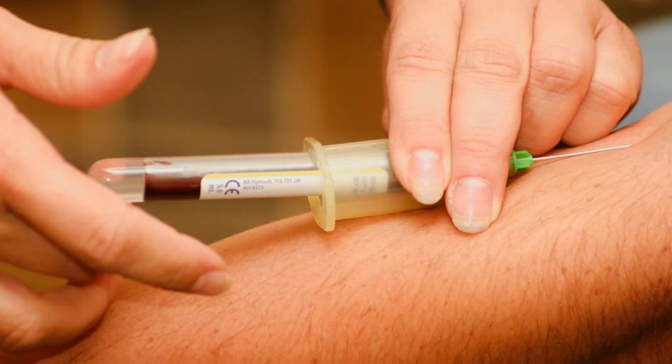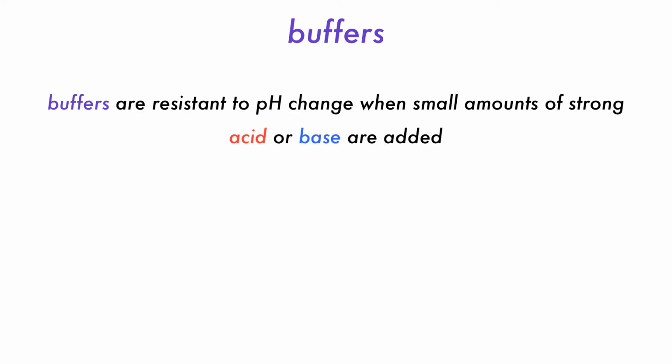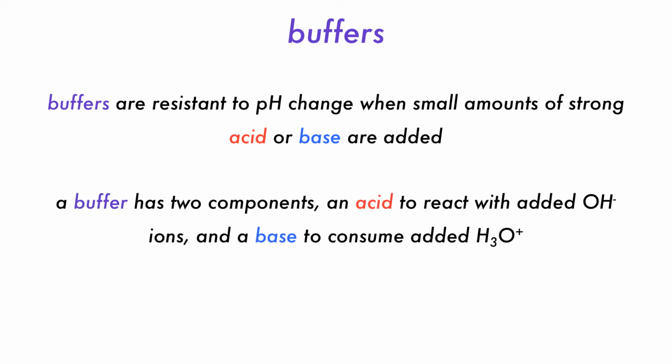Many biological and chemical processes only occur under specific conditions. Blood, for example, is resistant to changes in pH and is said to be buffered. A buffer is a solution that is resistant to pH change when small quantities of strong acid or base are added. They have two general requirements.